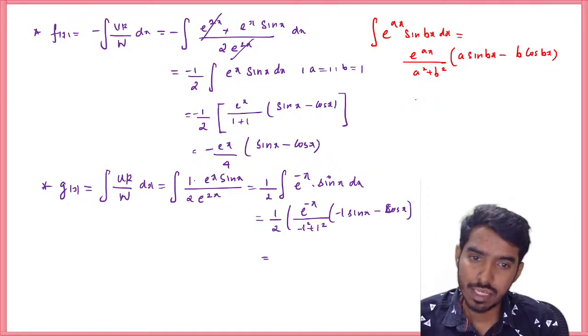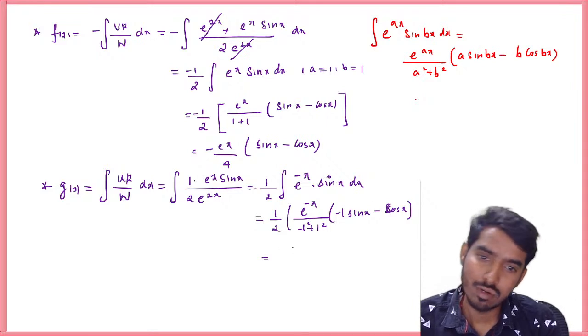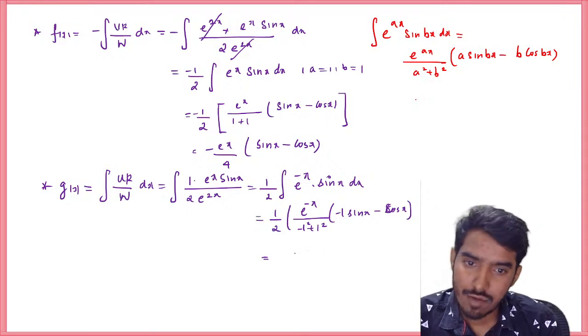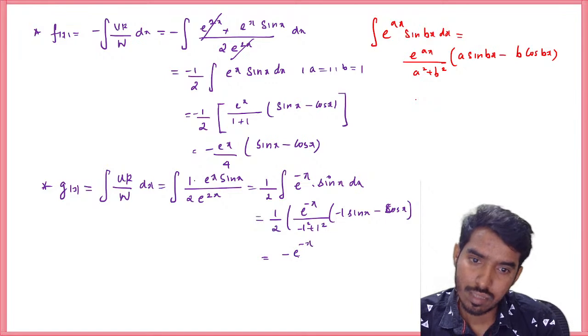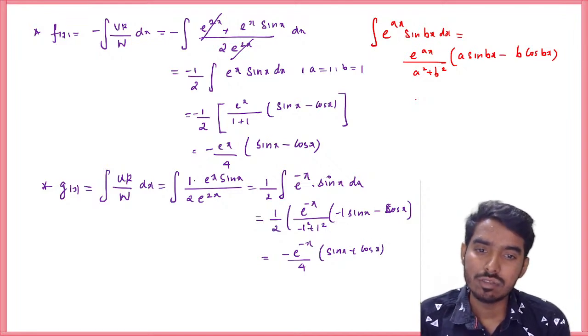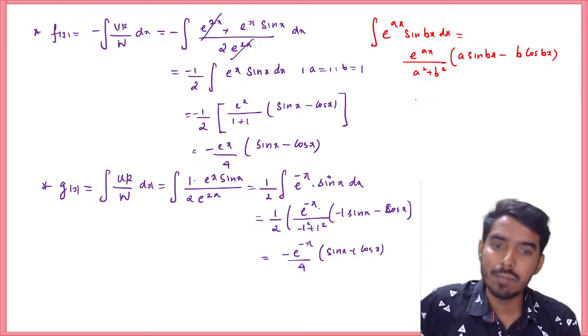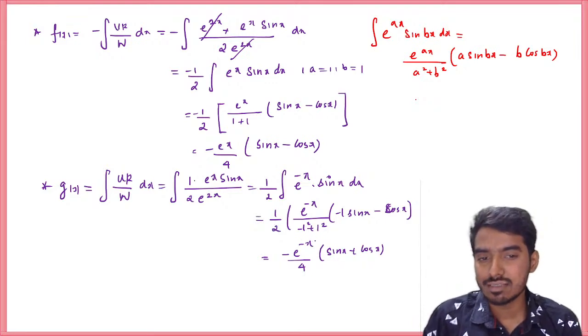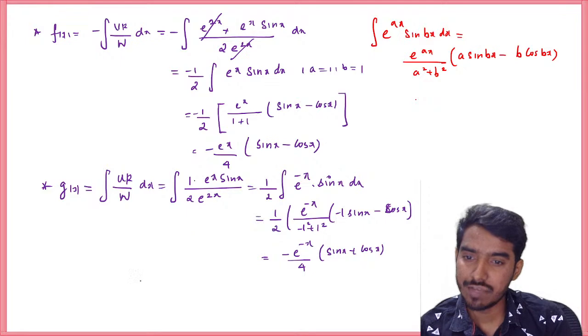So if I take this minus outside, we will have minus e power minus x by 4, sin x plus cos x, right? So I take this minus outside. This will be 2, minus 1 by 4 e power minus x into sin x plus cos x. This is your g of x.